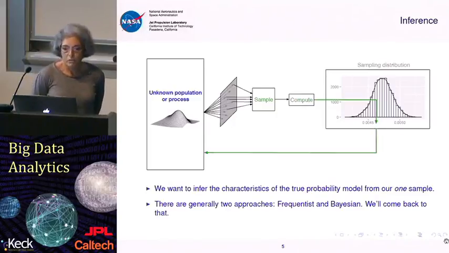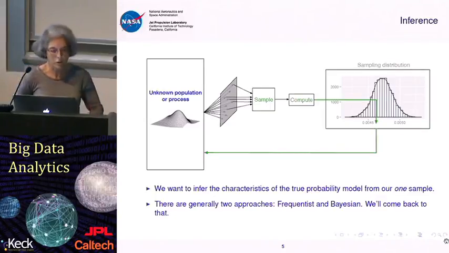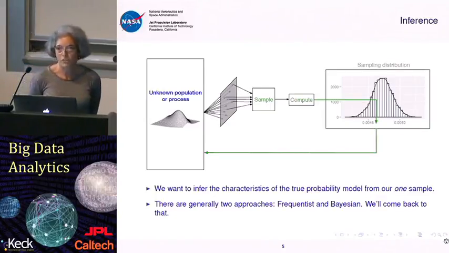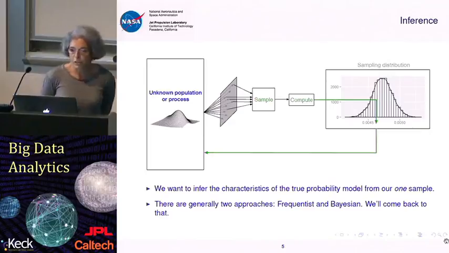So we want to infer the characteristics of the true probability model that describes our population, and we want to infer it from, let's go back to the old-fashioned way, just one sample that we have. And we need to find a way to understand not what the computed value is, but where it sits in that notional sampling distribution. And there are generally two schools of thought on this.